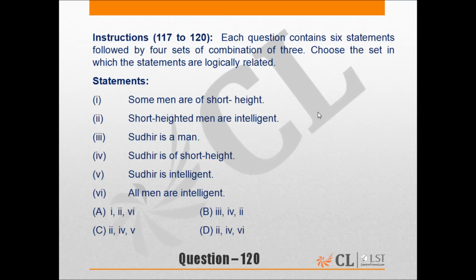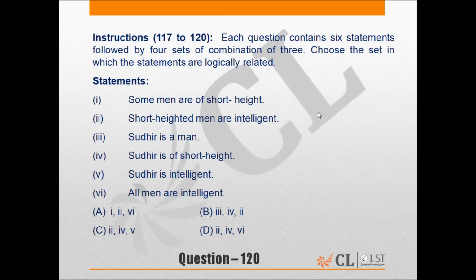B says 3, 4 and 2. 3 says Sudhir is a man. 4 says Sudhir is of short height. 2 says short-heighted men are intelligent. Facts 3 and 4 talk about one man who is of short height. We do not have any information about whether this man is intelligent. Hence, can we conclude 2 which says all short-heighted men are intelligent? No, we cannot conclude this at all. The facts do not give us any information about intelligence. Hence, B will not follow.